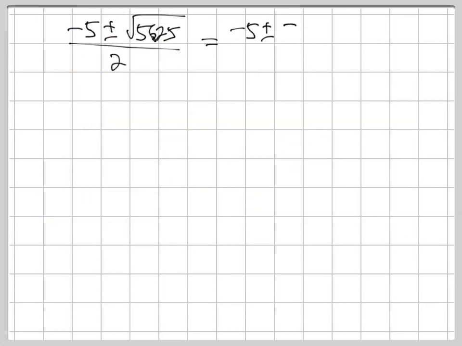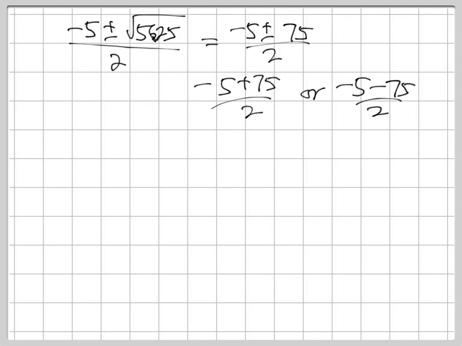It's negative 5 plus or minus 75 all over 2. So that's negative 5 plus 75 over 2 or negative 5 minus 75 over 2. And that is 70 over 2, 35. This is negative 80 over 2, negative 40.